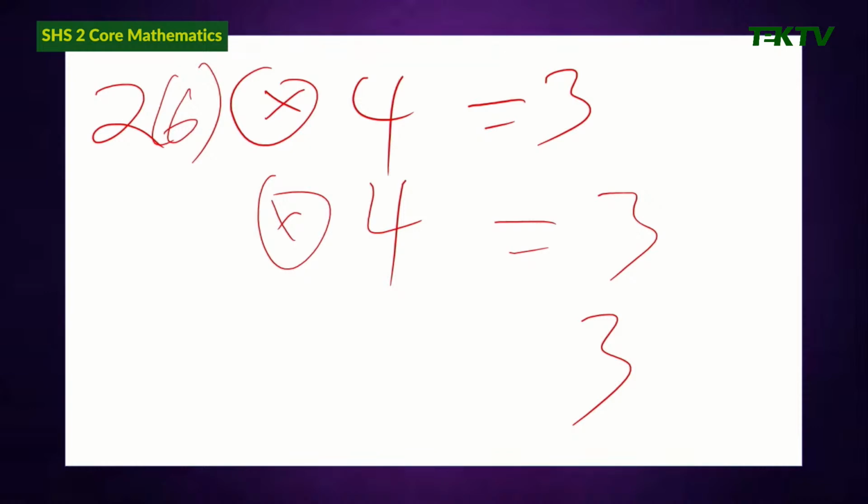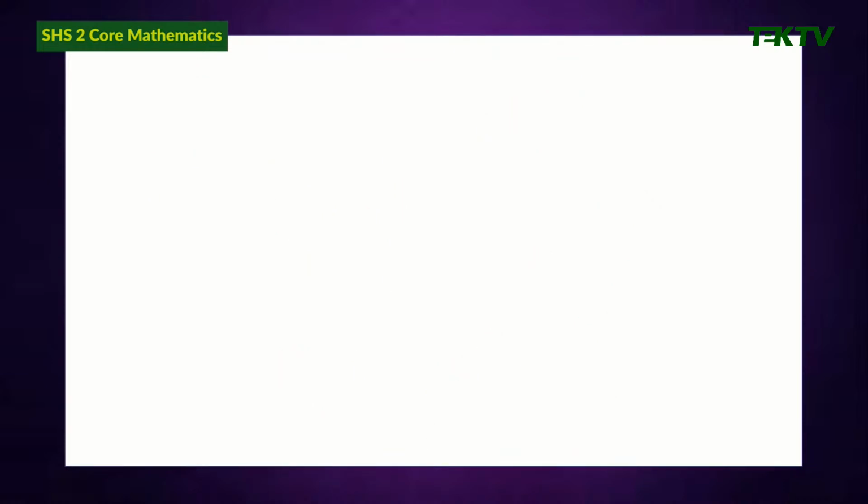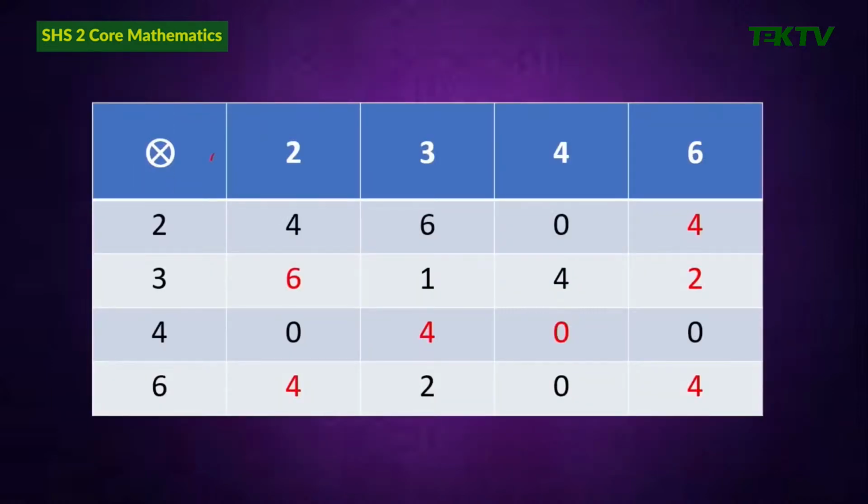2 times 6 on the table is 4. And now let's check 4 times 4. 4 times 4 on the table is 0, which is not the same as 3. It means 6 will also not work. In this case, the truth set is empty, or we don't have any element that will satisfy the given relation. So you just write the truth set as n such that n is an empty set. We don't write any elements, since none of the elements will give us a true statement.